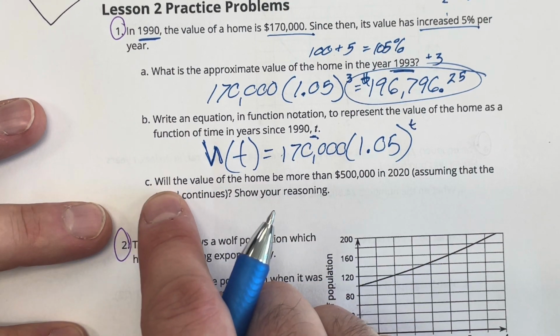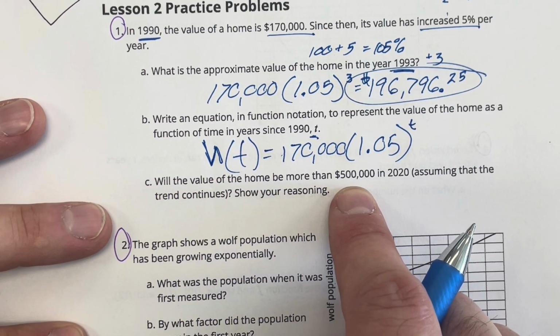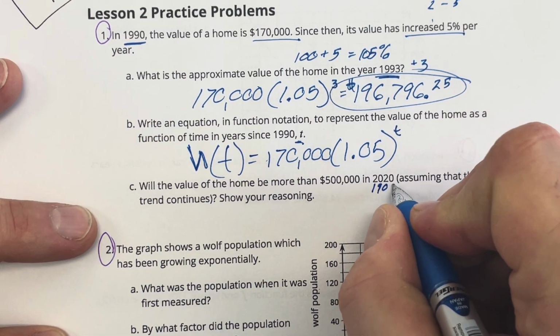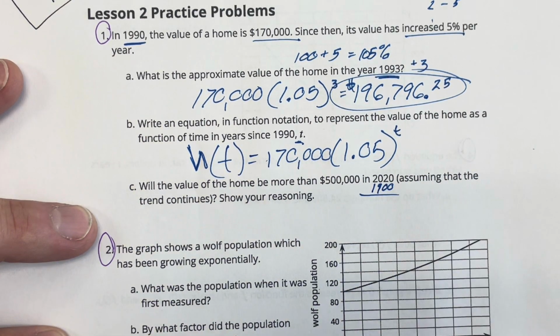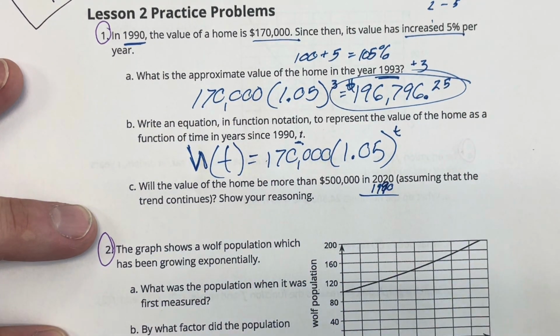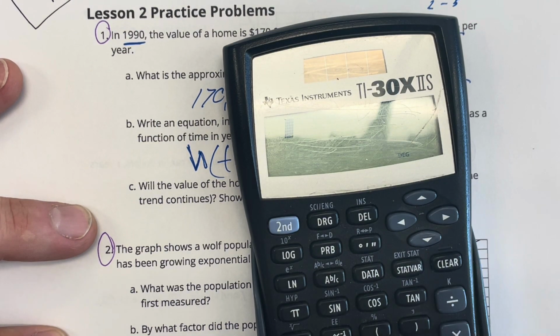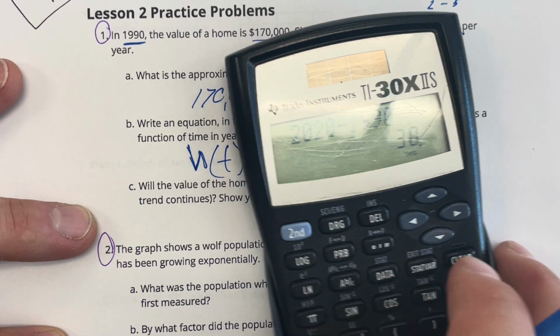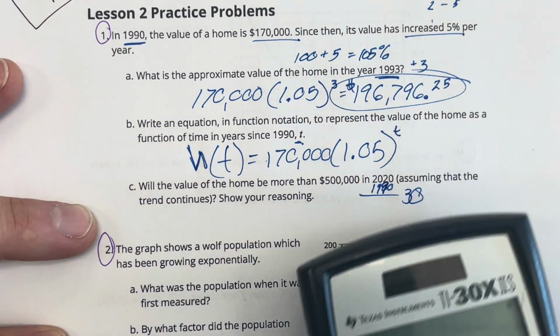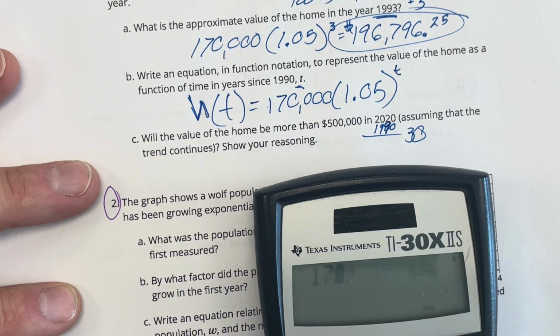And let's see, will the value of the home be more than $500,000 in 2020? Well, take 1990 and take that off of 2020. 2020 minus 1990, and we got 30 years. So what are we going to do? We're going to use this equation, but we're going to be using it with 30 as the power. So 170,000 times 1.05 to the 30th power.